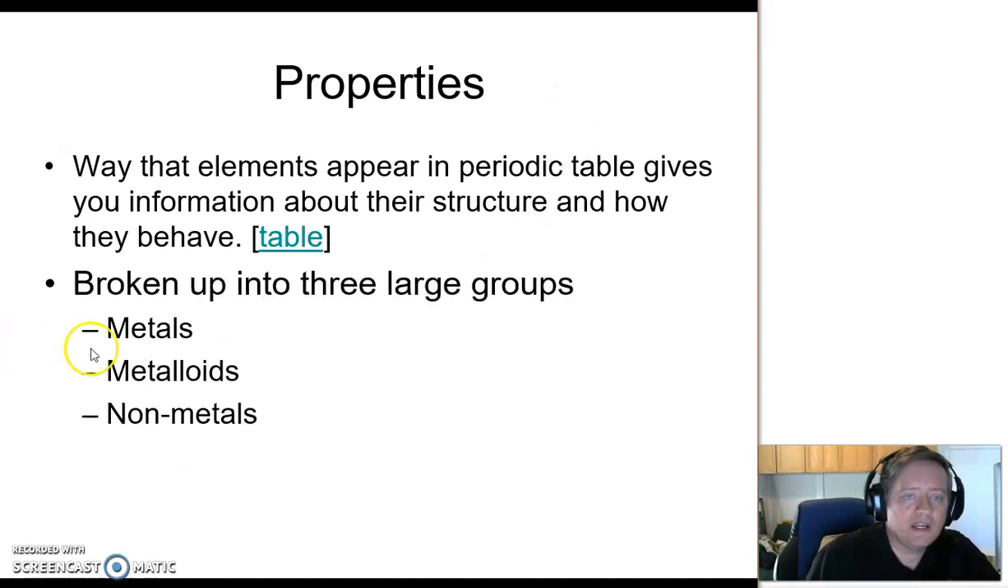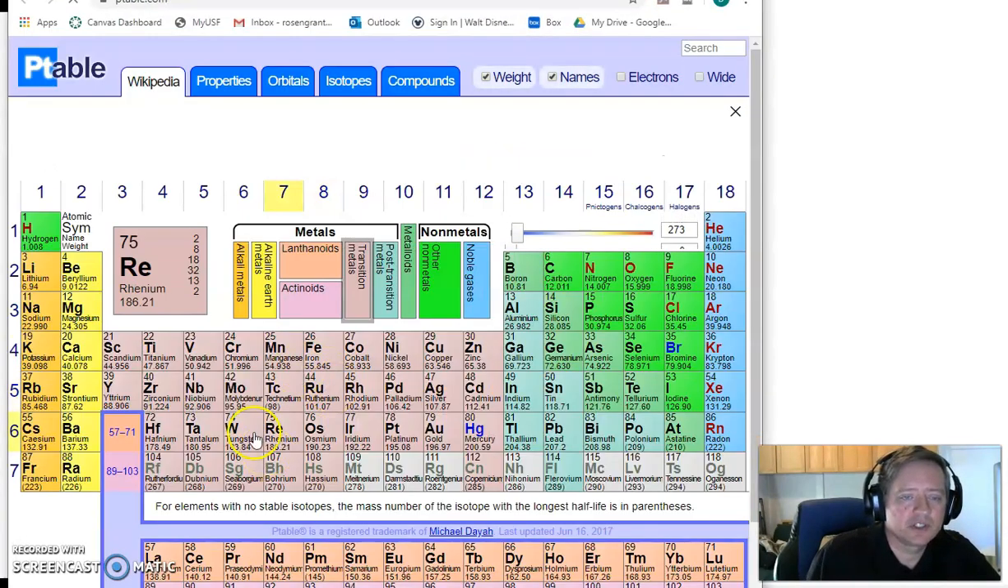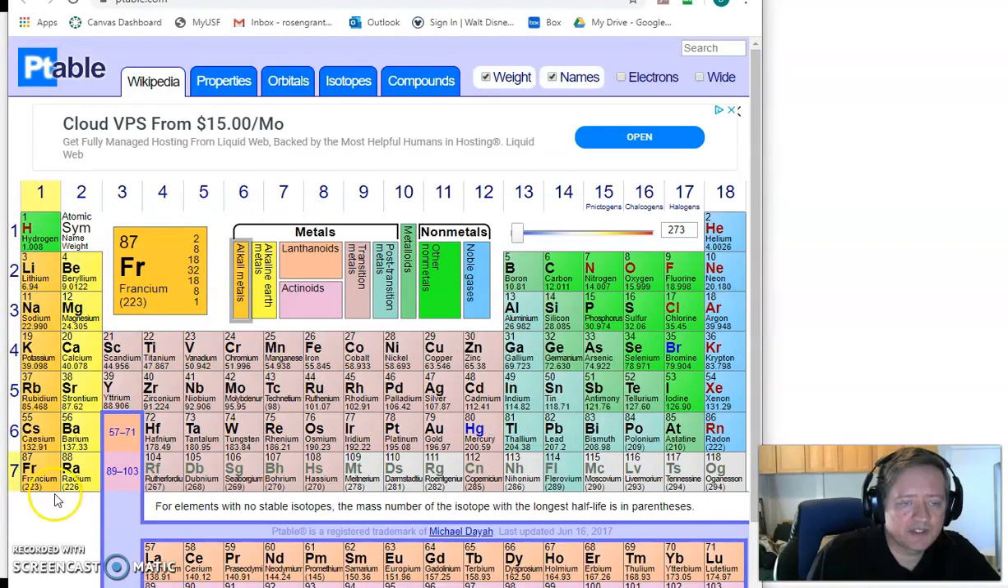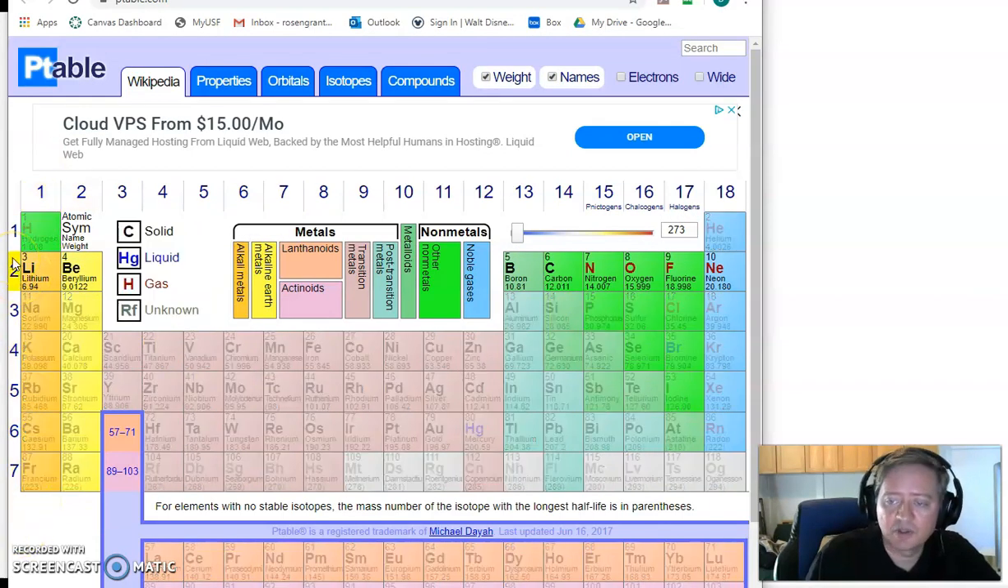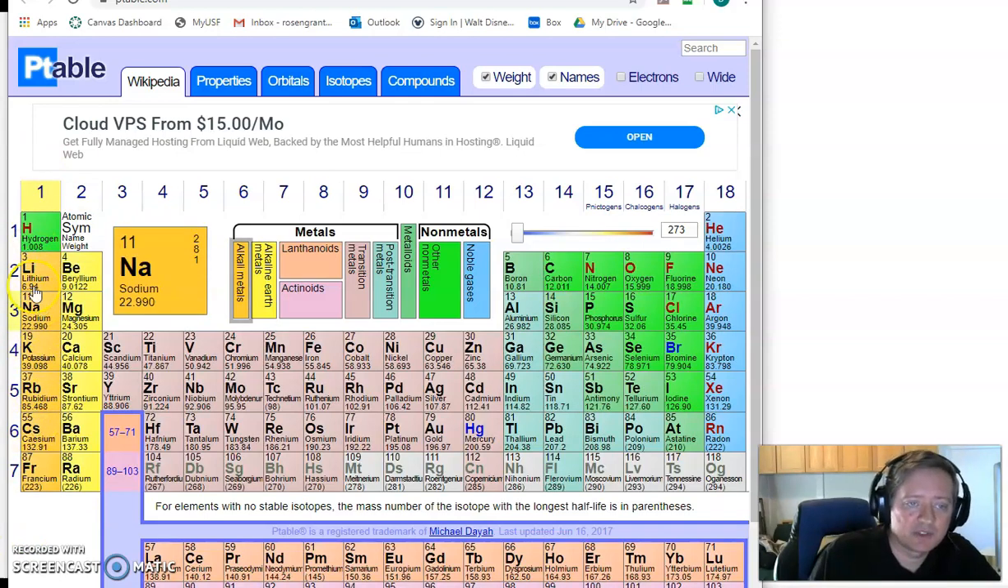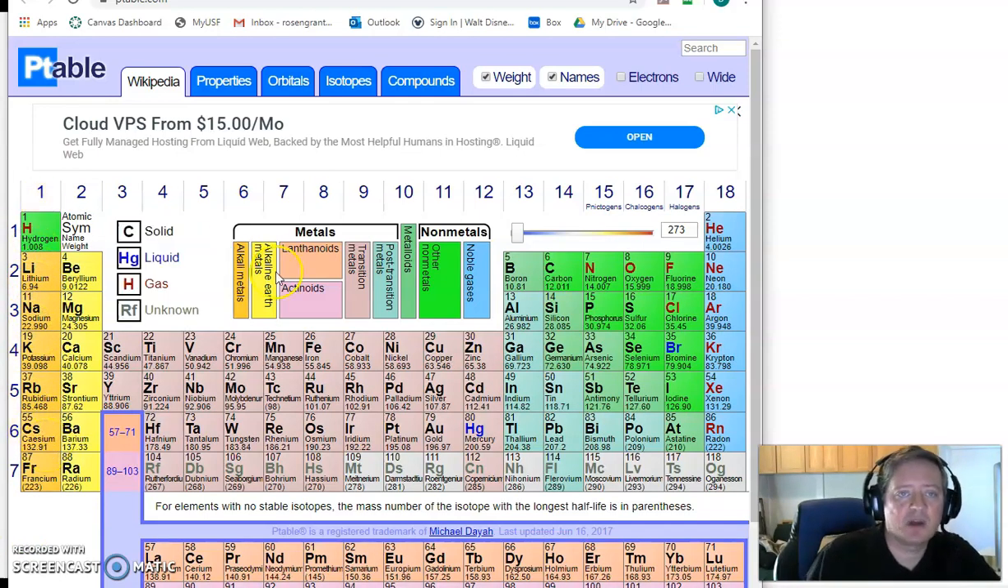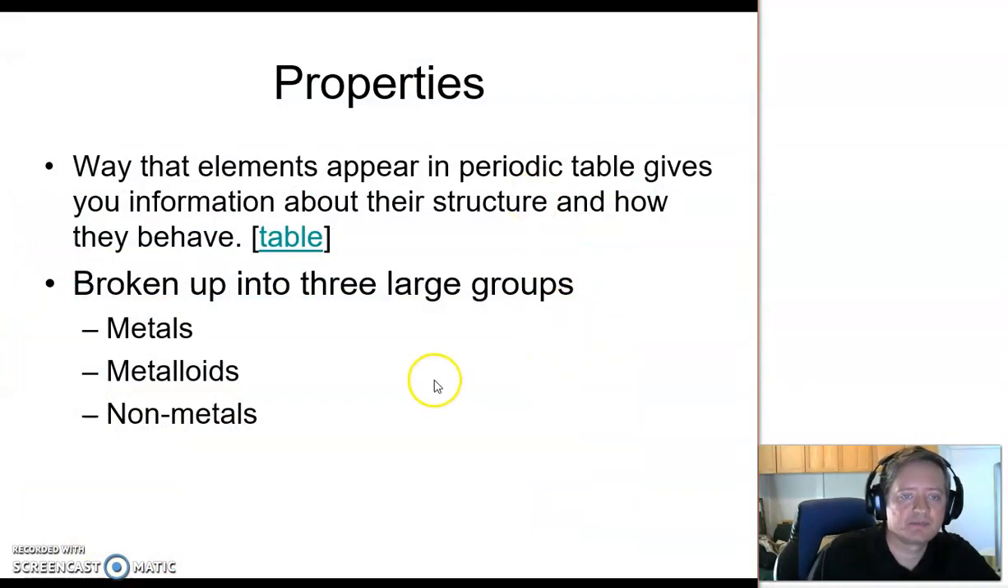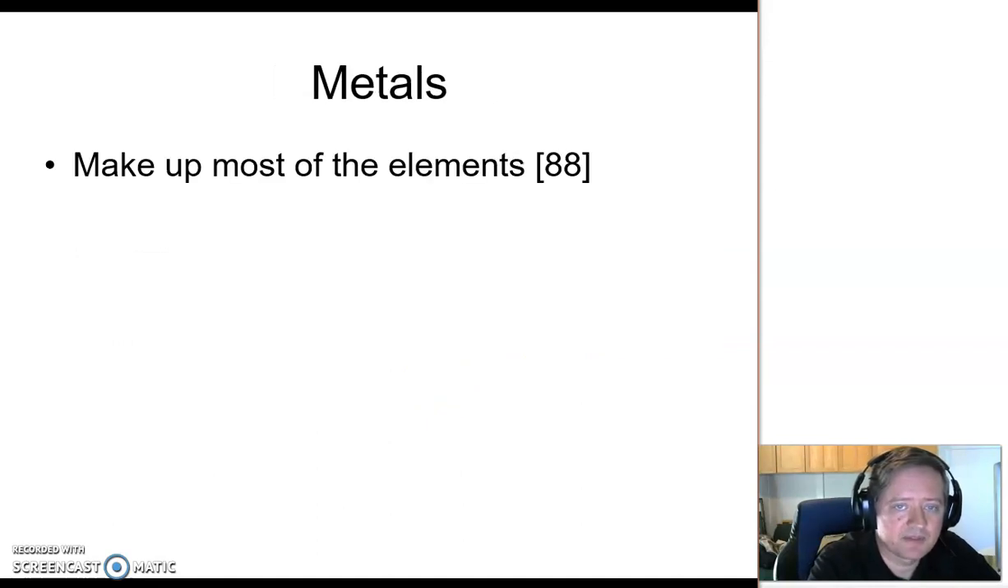So the way they're arranged in the periodic table shows how they behave. All of these substances, just like in the groups we learned about before, have the same properties. That's how Mendeleev was able to arrange them in a certain way, because he looked at the properties of these things. We can also break these up into larger groups: metals, metalloids, and nonmetals.